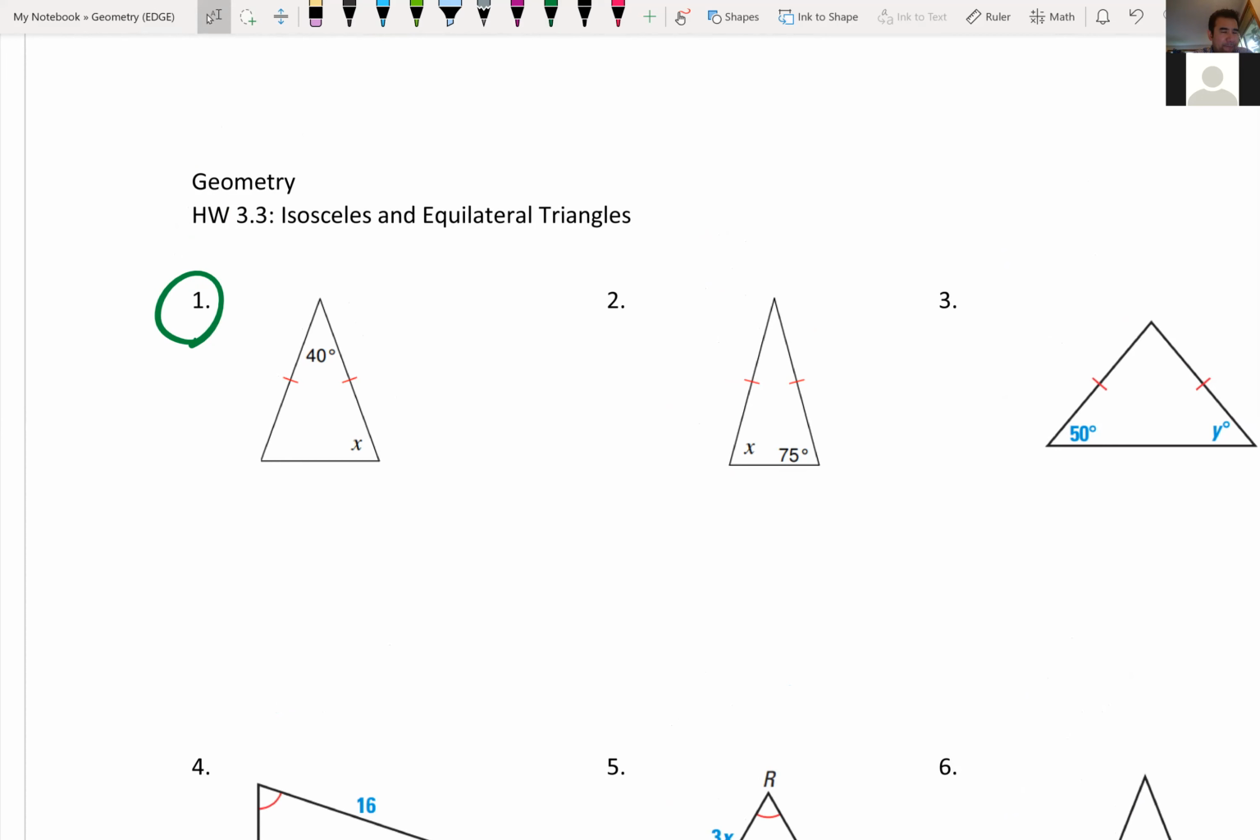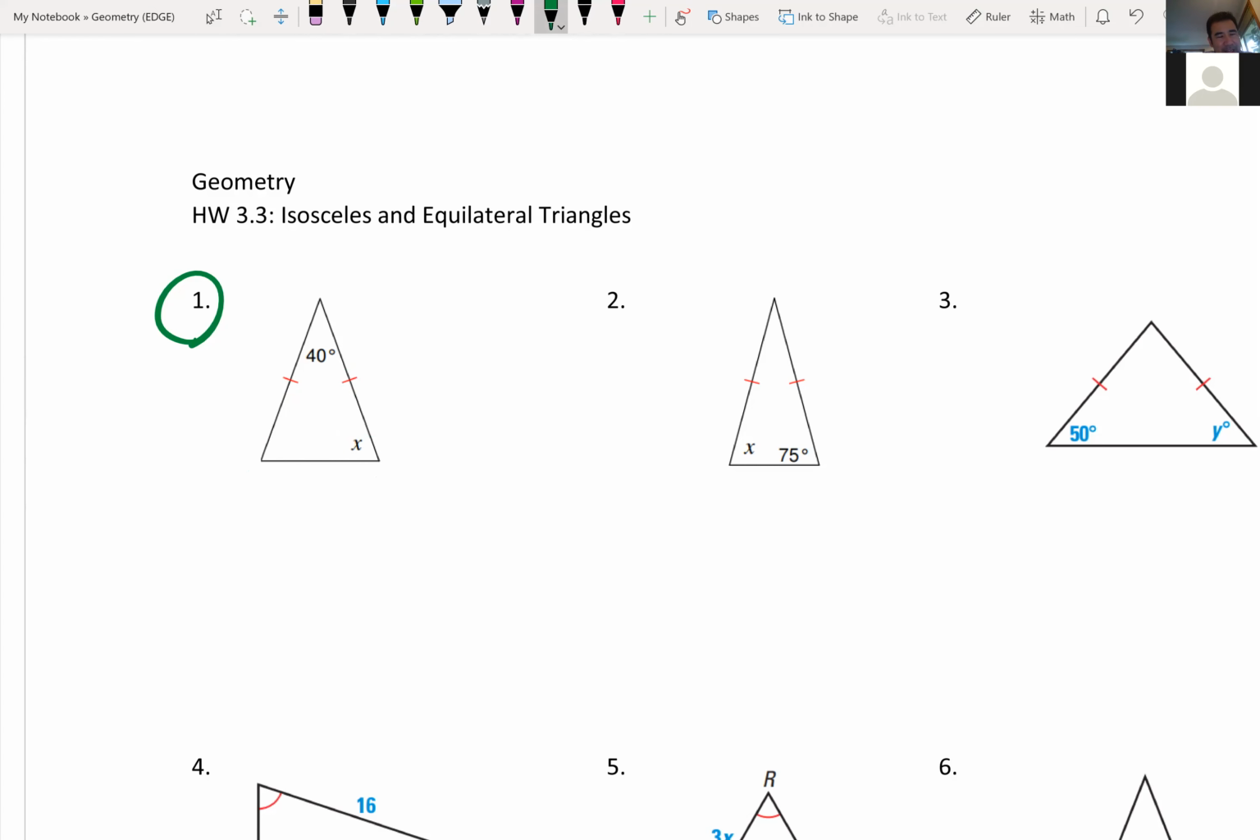Now, what do you need? I mean, we can set up an equation, but let's just kind of think about this. Okay. This is an isosceles triangle, right? You've got two sides equal. So what do you know? What do you know about the bottom two angles? They are going to be the same. Very good, Lawrence.